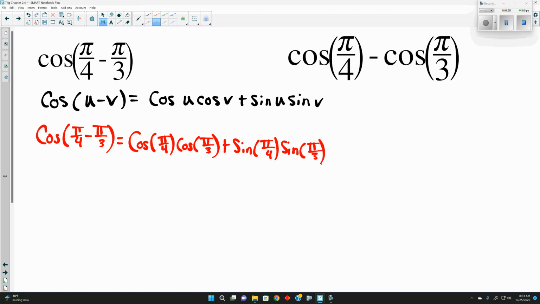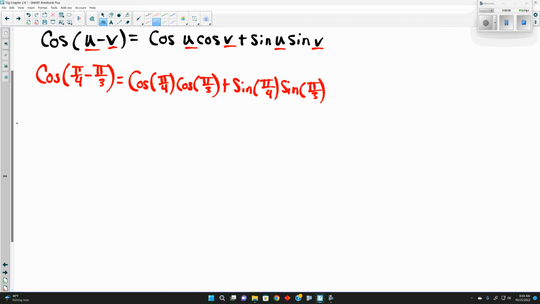pi over 3. Now for this one, if we ended up flipping u and v, it's not going to make a big difference, but for other formulas, we need to make sure that whatever value goes first goes in the corresponding u place, and the number that goes second goes in place of v, that they match up, because it will give us a different value if we flip them. Mainly it's just going to change the sign, but it is going to be a different value.